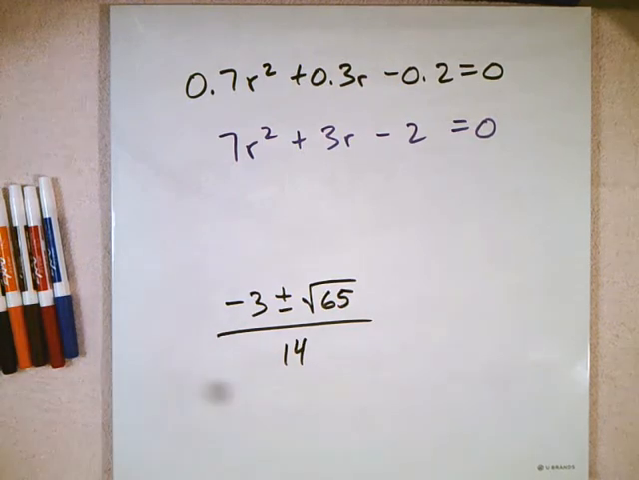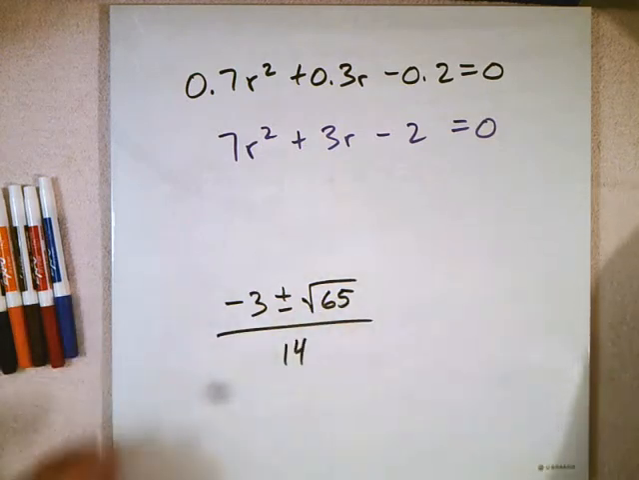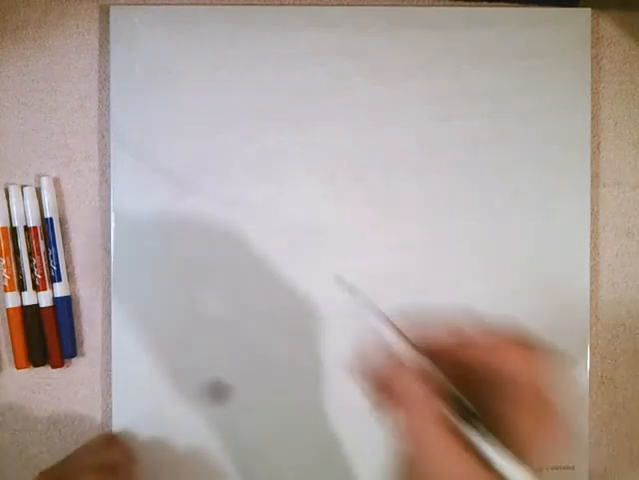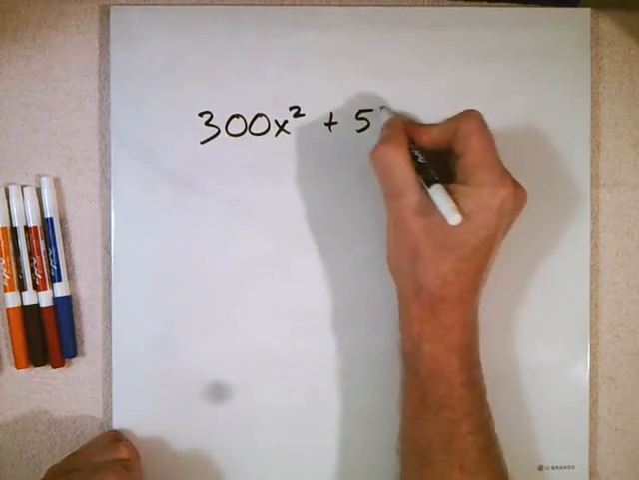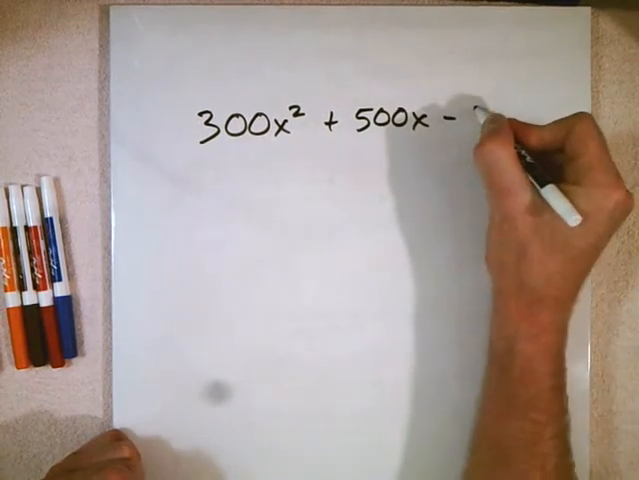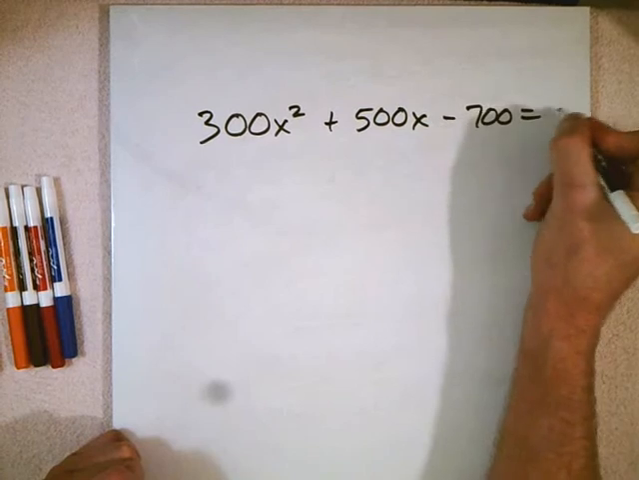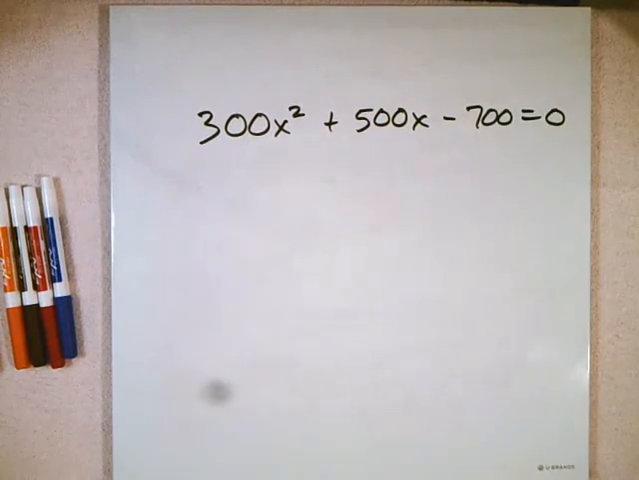And that's pretty much it. I guess there's one other thing I could say. I just happened to think of it. One other little guy to point out, and this is probably pretty obvious as well. Suppose you got some really big coefficients, like 300x squared plus 500x, let's say, I don't know, minus 700 or something, equals 0. What do you think you want to do first with this equation before you run off and use the quadratic formula? Divide it by 100, right?